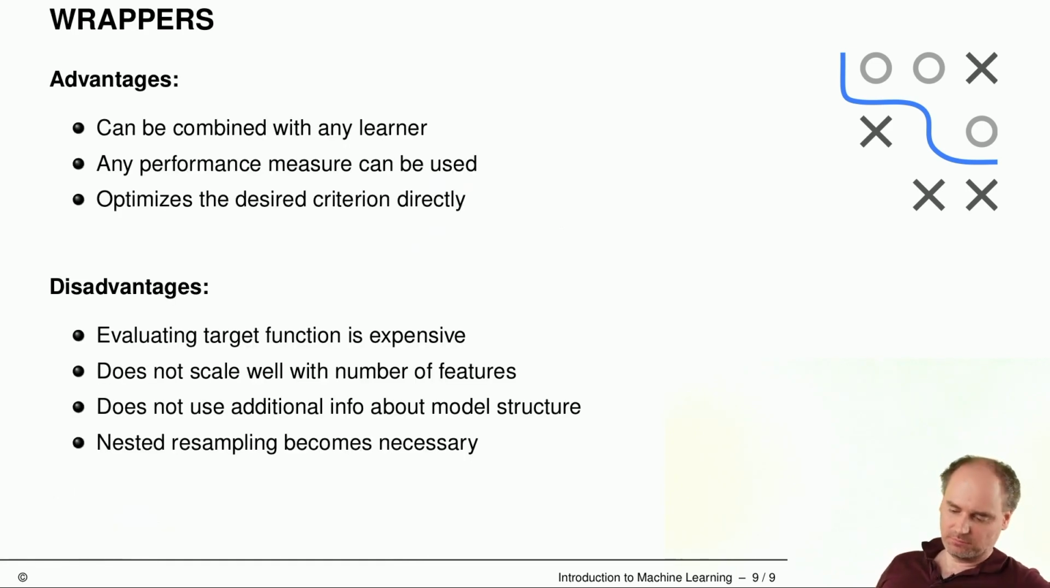So what is good about wrapper techniques? They can be combined with any learning algorithm. They can be combined with any performance measure. They optimize the desired criterion directly. Disadvantage: evaluating the target function, the objective, is quite expensive, and doesn't really scale too well if we have a large number of features. It also doesn't really use any additional info about model structure.